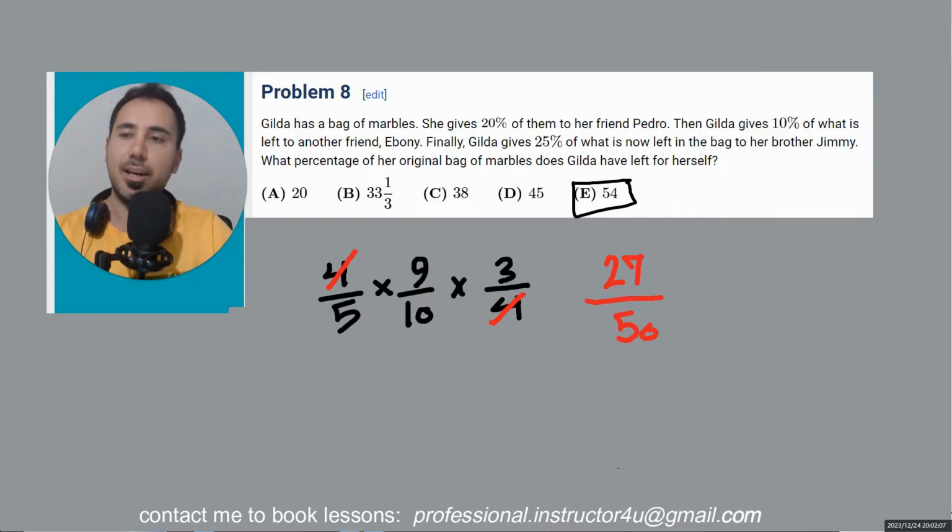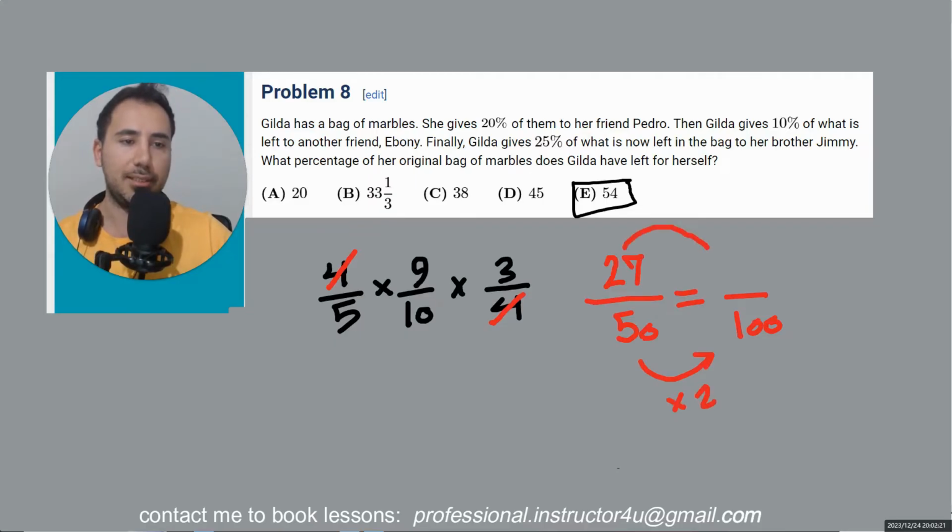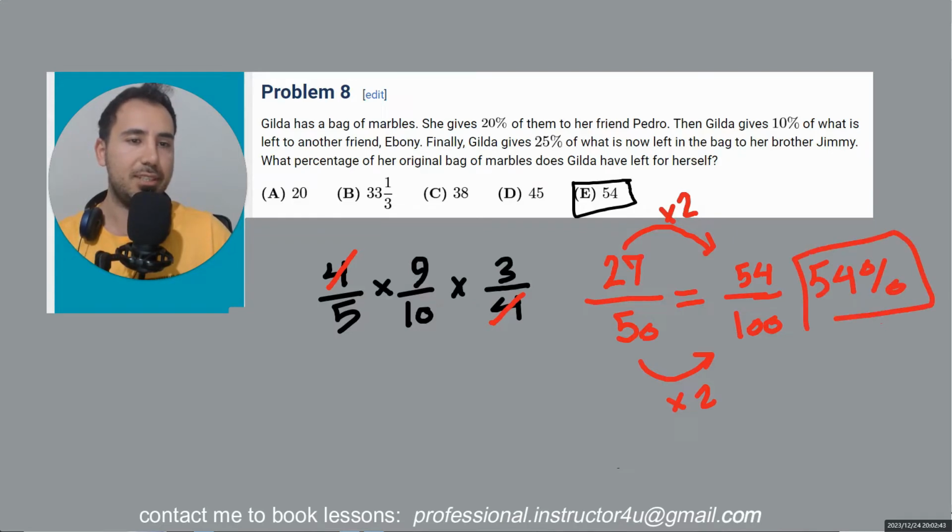It's 27 over 50. But percent means in hundreds. How can you take 50 to 100? We just multiply this by 2. So I just have to multiply this by 2. 27 times 2, 54. So 54 over 100 is 54%. There you go. Actually, the percent sign should be here. So it's 54%. Let me write it correctly. Okay. So the option E is the right choice.